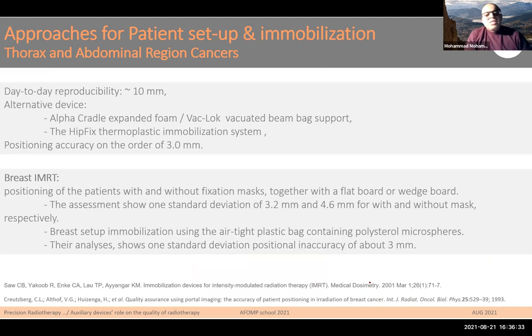But with the devices introduced for thorax and abdominal region cancer treatment, like alpha cradle, expanded foam, and Vac-Lok, and thermoplast immobilization systems, positioning accuracy can be on the order of 3 millimeter and 7 millimeter margin reduction can be achieved. For breast IMRT, again, we can use the thermoplast immobilizer to reduce the margins and reduce the positioning error of the patient during the treatment because of imaging and breathing issues.